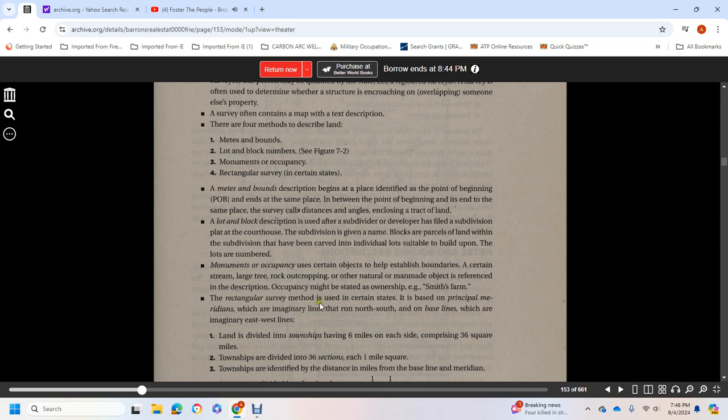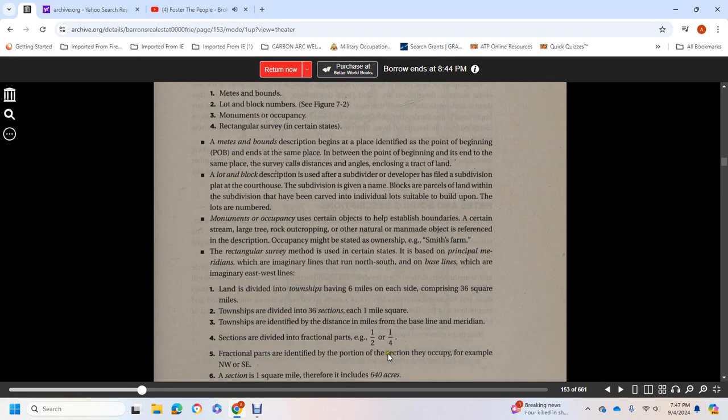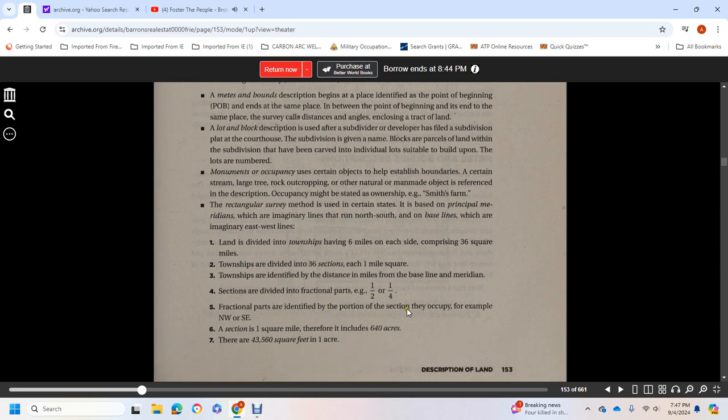The rectangular survey method is used in certain states. It's based on principal meridians, which are imaginary lines that run north and south, and baselines, which are imaginary east and west lines. Land is divided into townships, 6 miles on each side, comprising 36 square miles. Townships are divided into 36 sections, each 1 mile square. Townships are identified by their distance in miles from the baseline and meridian. Sections are divided into fractional parts, halves and quarters, identified by the portion of the section they occupy, for example northwest or southeast. A section is 1 square mile, therefore it includes 640 acres.